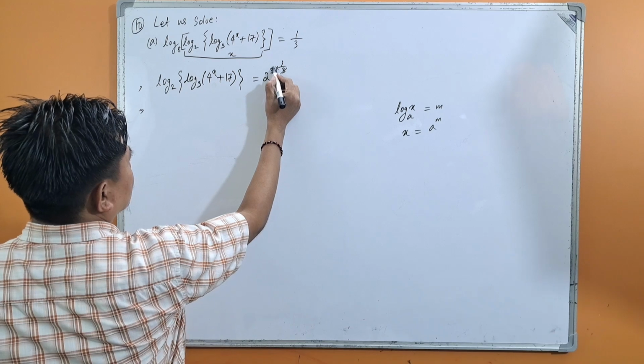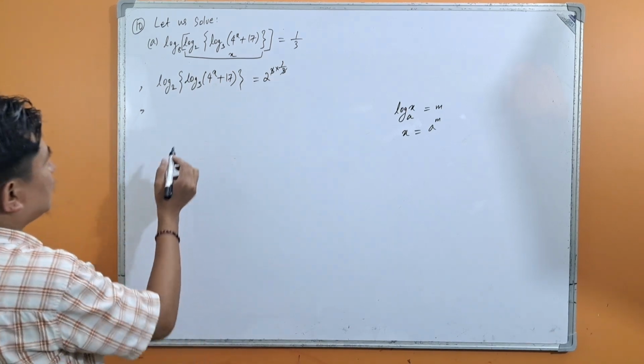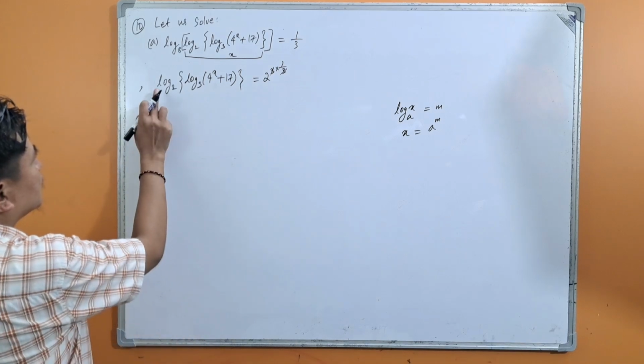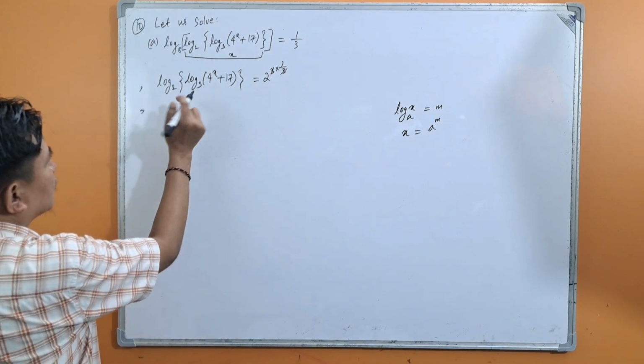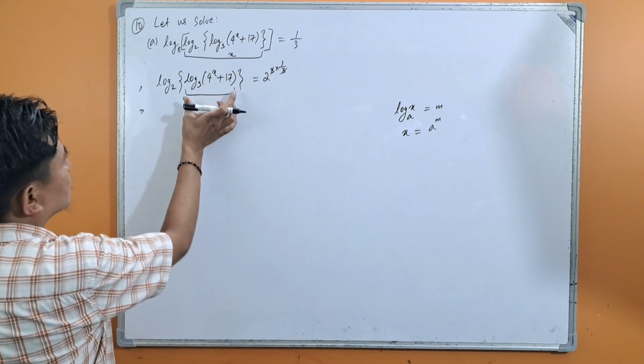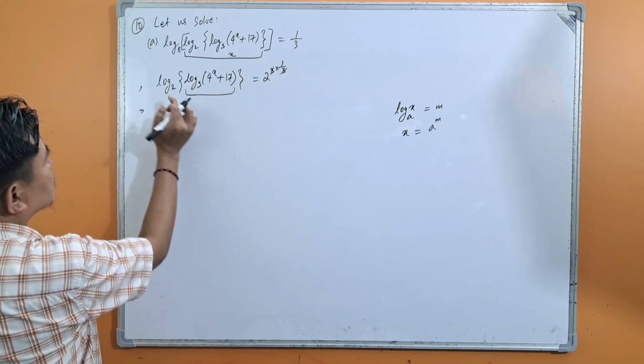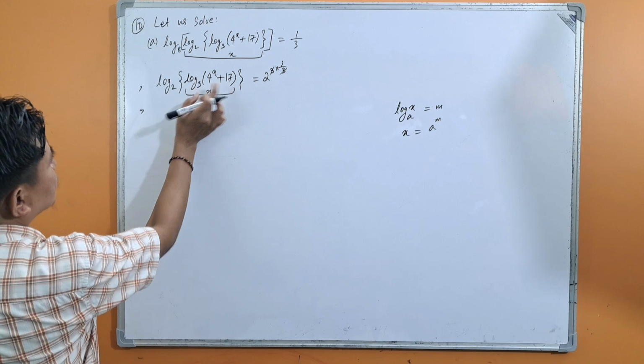1 by 3 is already there as power, so this 3 and this 3 cancel out. Now we have 2 to the power 1, and 2 to the power 1 is 2. Log of, now we assume everything within the curly bracket is x. Log x to the base 2 is 2.